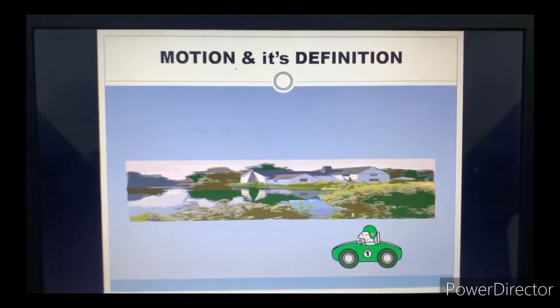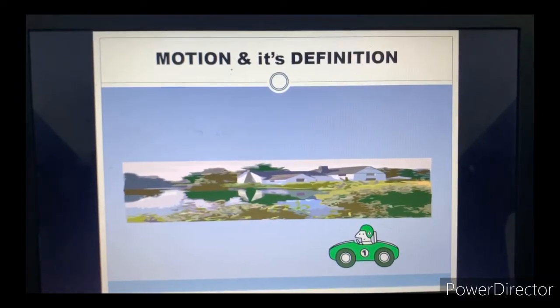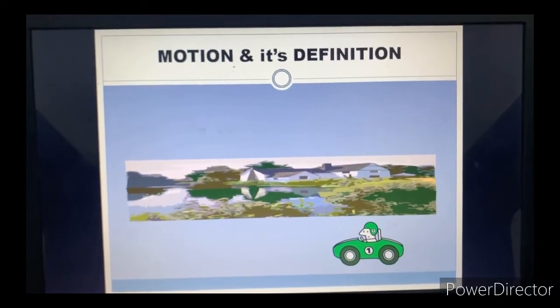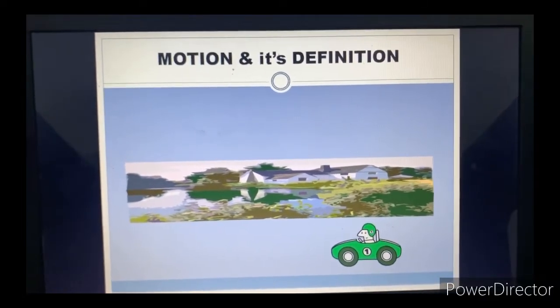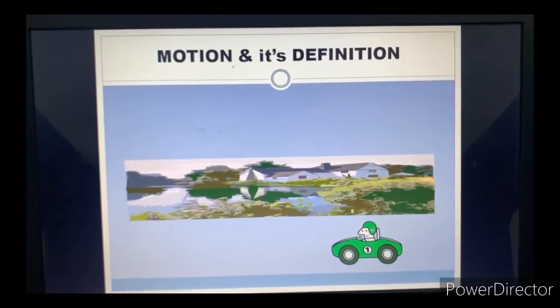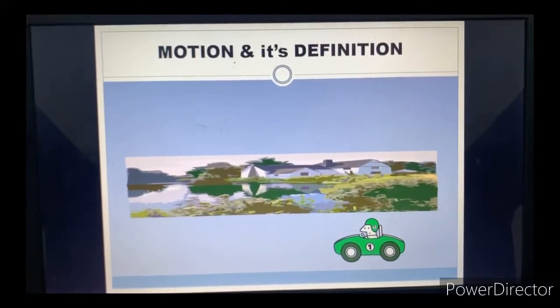Before starting this heading, I want to ask a question about motion. What do you know about motion? Some of you will say that, sir, motion is like a movement. Yes, it is a movement. But how will you define it? How will you define the motion?